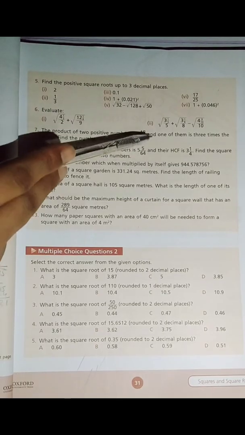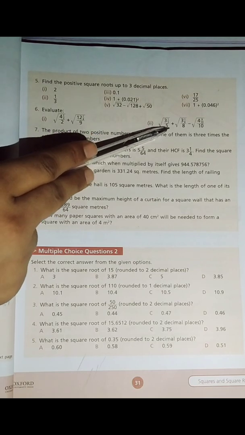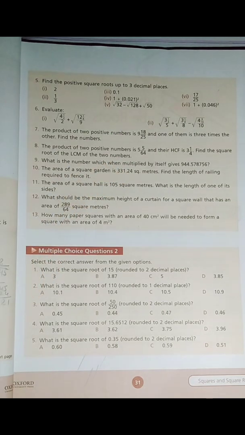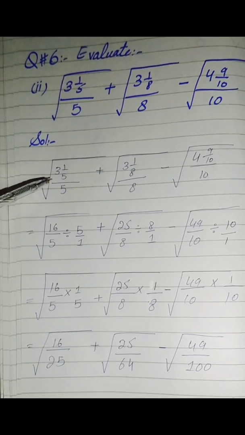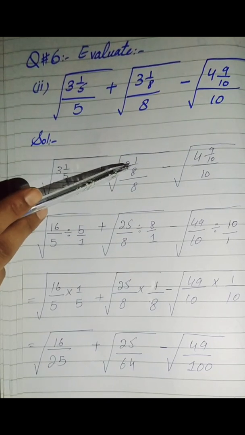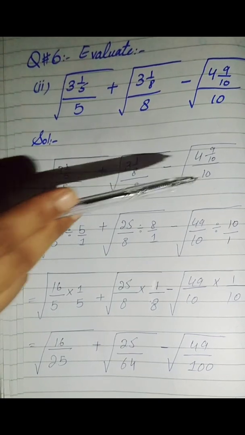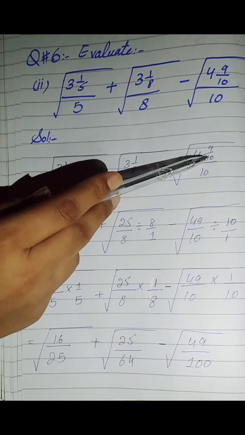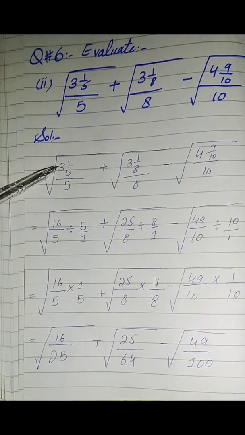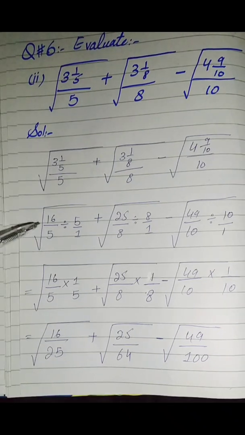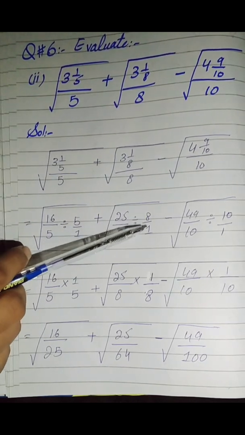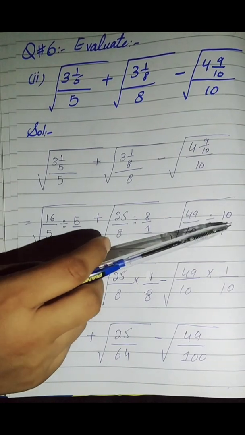Question number 6. Evaluate square root 3 1 by 5 divided by 5 plus square root 3 1 by 8 divided by 8 minus square root 4 9 by 10 divided by 10. We have a value which is 3 1 by 5 divided by 5, plus square root 3 1 by 8 divided by 8, minus square root 4 9 by 10 divided by 10. It means that in fraction we have 5 3s are 15 and 1, 16 by 5. It means that 16 by 5 is divided by 5 by 1. Similarly 25 by 8 divided by 8 by 1 minus square root 49 by 10 divided by 10 by 1.